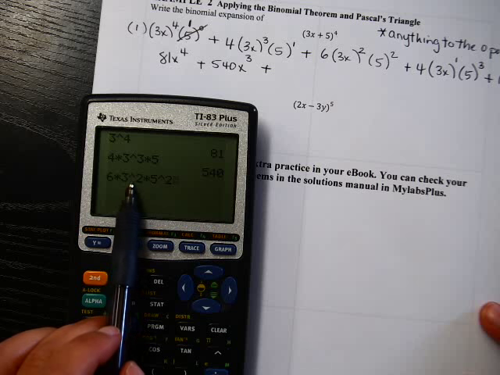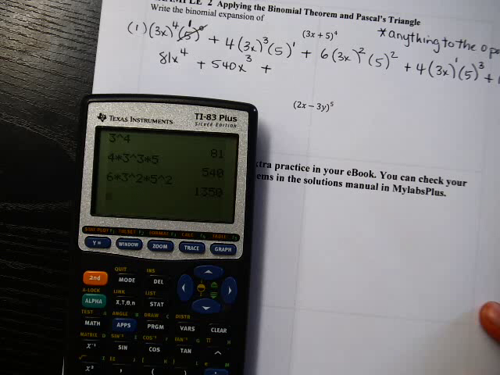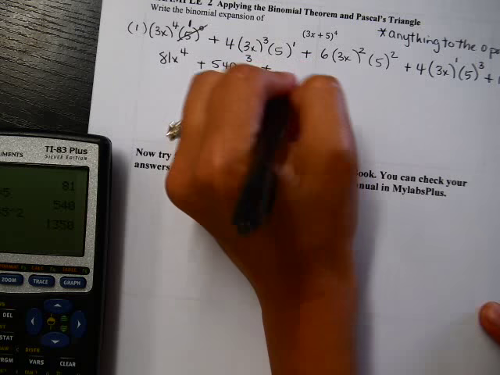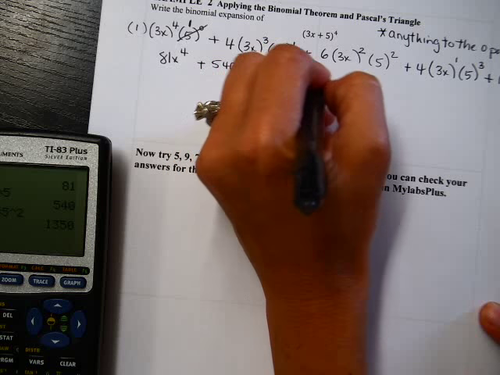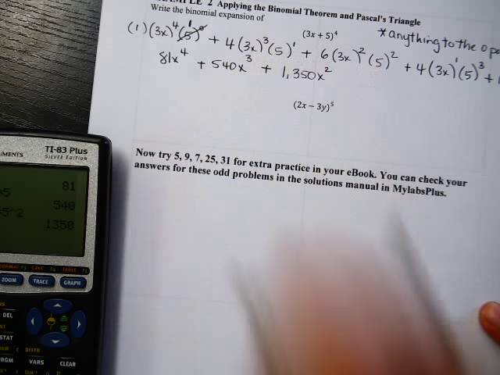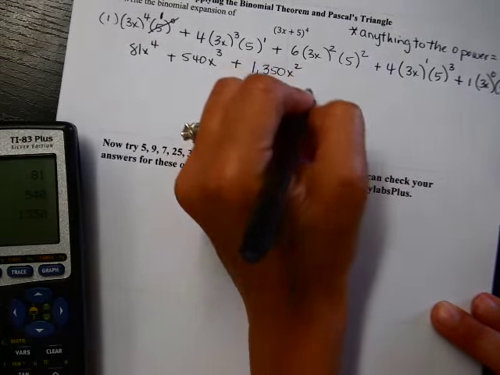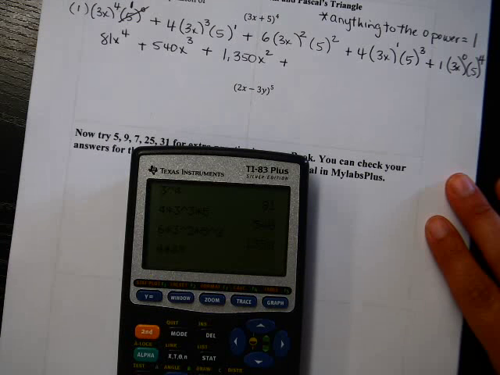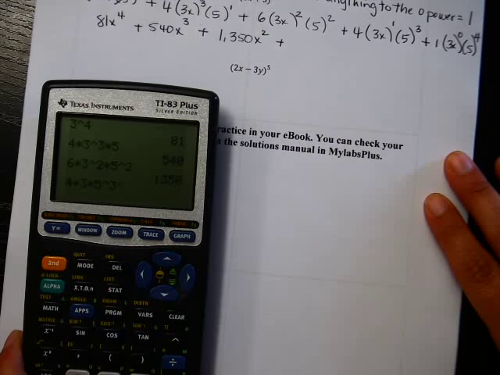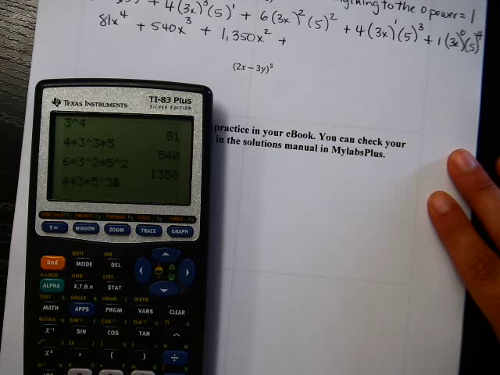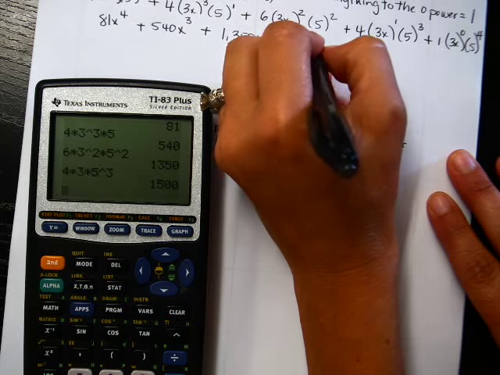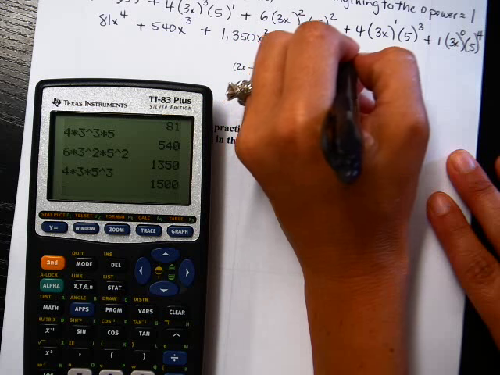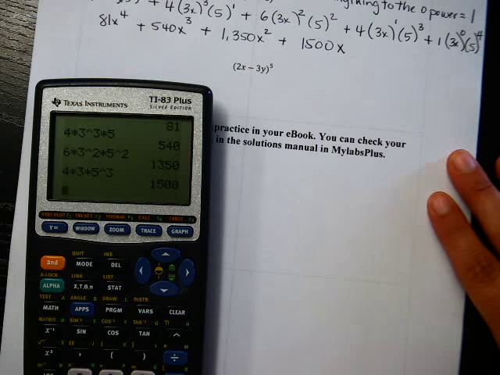So again, I'm just letting my calculator do all the multiplication. This rooftop button is my exponent button. So that gives me 1,350 x squared plus 4 times 3 times 5 to the third is 1,500 x to the 1 power.